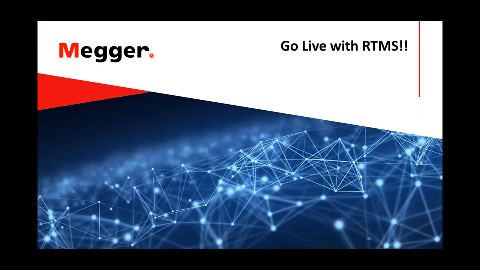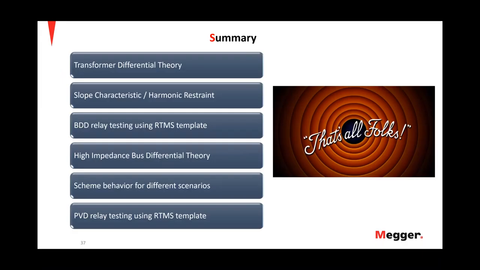Let's go back to the presentation and wrap up with this summary. Today, David went over the transformer differential protection, the operation and the principle. He also discussed how the scheme behaves for an internal fault and an external fault. We discussed the slope characteristic, defined the slope characteristics, and discussed harmonic restraint testing. And David showed how you can use the RTMS template, the BDD template, to test that relay.